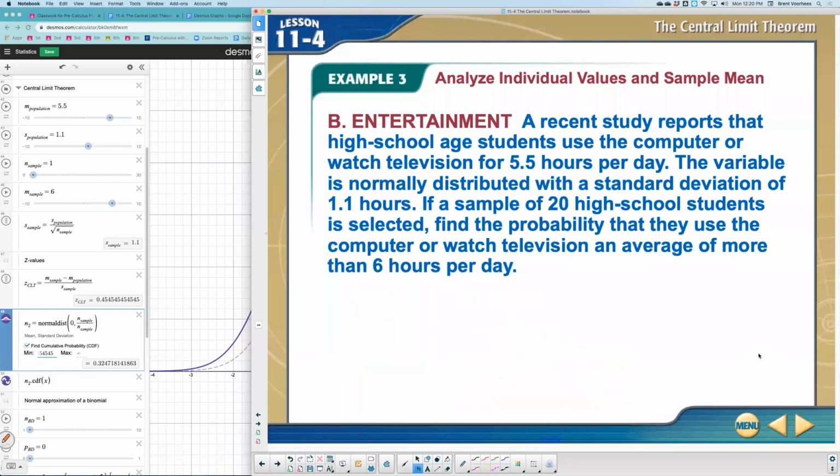Now let's take a look at part B. Part B has basically the same information, except now I have a sample size. So what if we said there's a sample of 20? Again, my mean was 5.5 hours. That hasn't changed. My standard deviation is 1.1 hours. But now we're going to throw in that n is 20. And we want to know the probability again. What's the probability that the mean of the sample is greater than or equal to 6 hours? That's what we're searching for again.